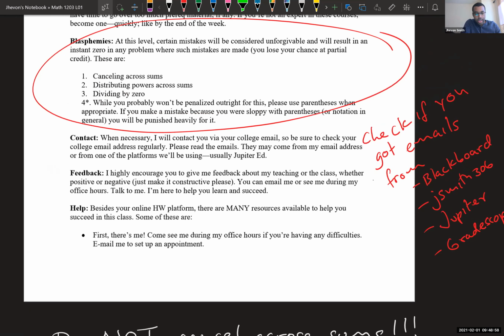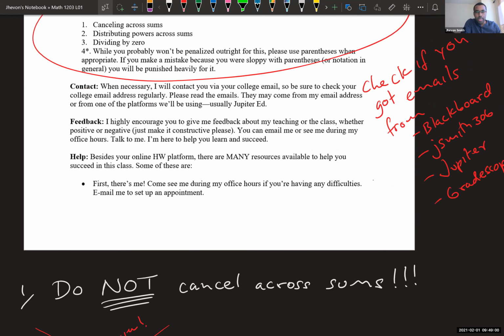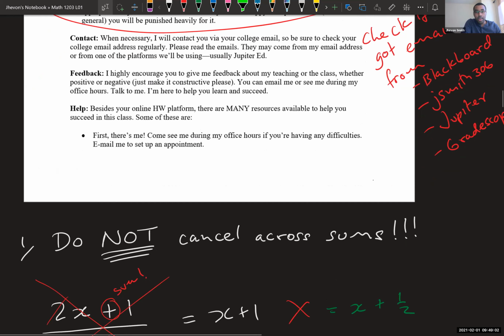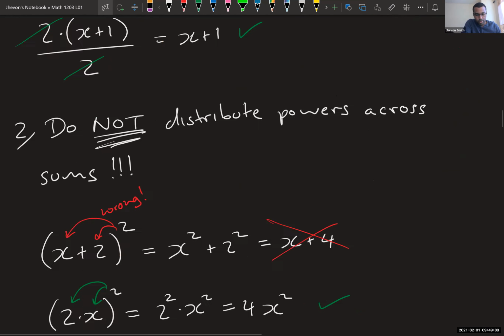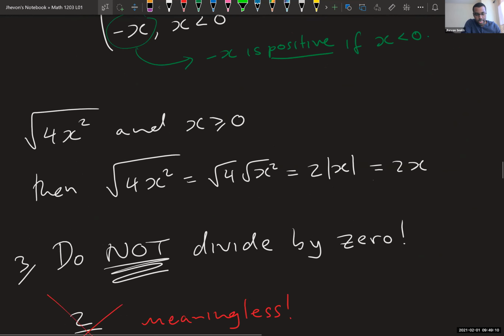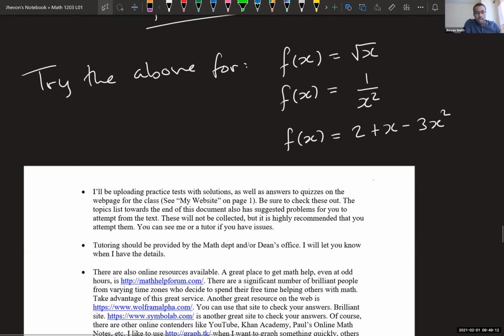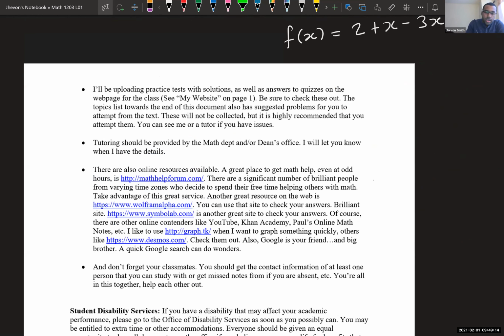Okay. Help. Everyone needs help from time to time, and there are lots of places. I'm your first source of help, so you can see me during office hours. Email me for an appointment. Moving down. As I mentioned on our website, I'll be uploading all sorts of practice material, so you can do that. Tutoring.